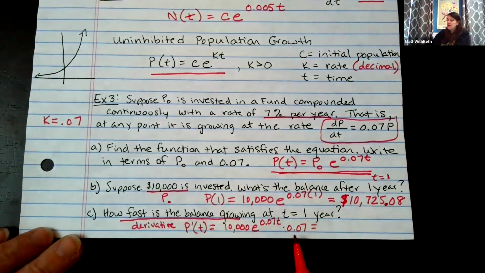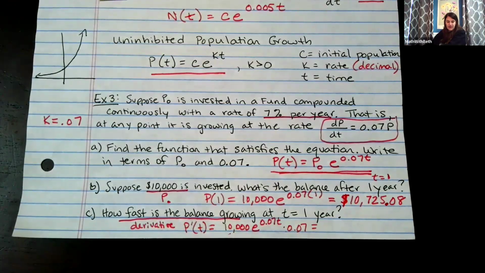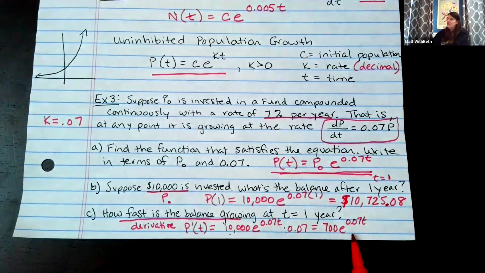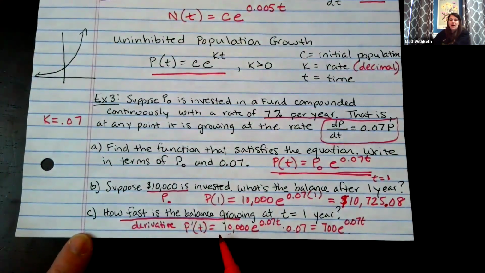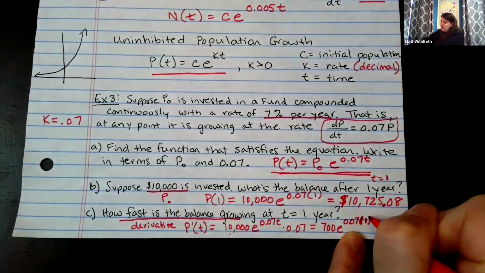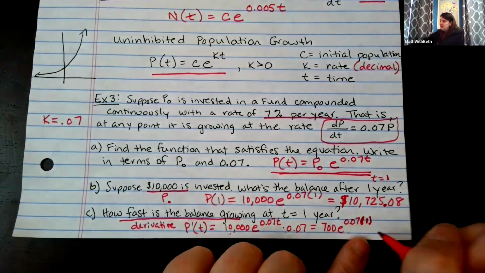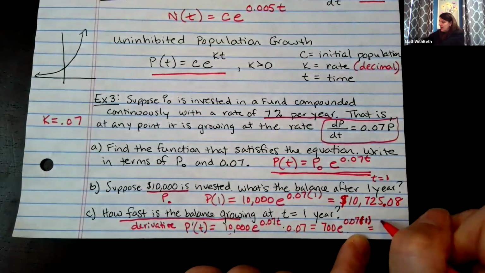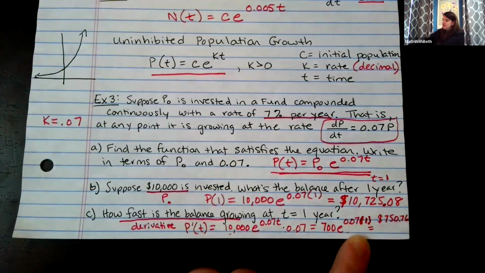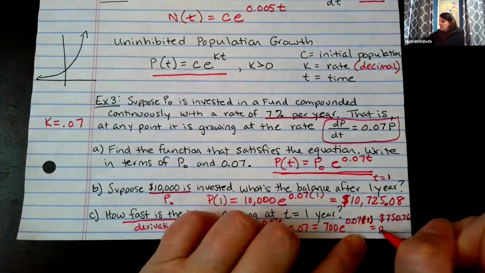So when you do this, you can do these two things first if you want to make it a little nicer. So 10,000 times 0.07 is 700. I should have known that. So 700 e to the 0.07 t is my new equation for the derivative. And they want to know how fast is it growing at t equals 1. So we really just need to go to the t and put a 1 into this new equation for derivative. So if you do that, you will get 750.76. So that is how much it is growing per year.